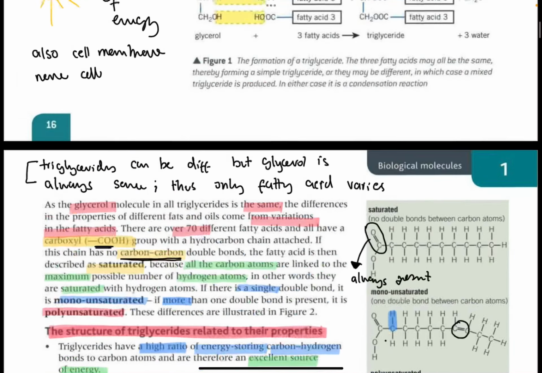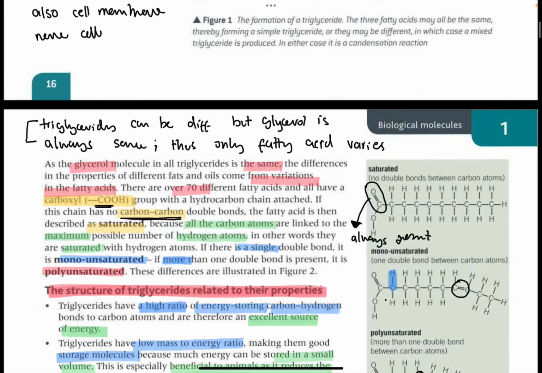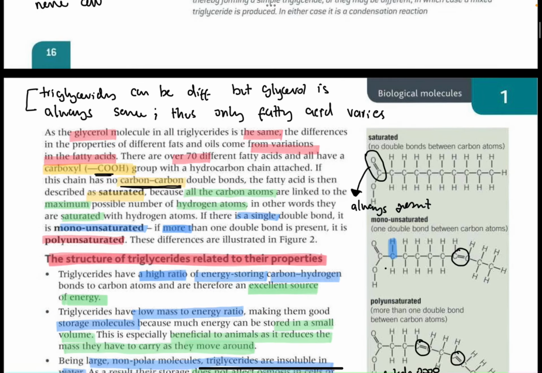Not much. Now, so triglycerides can be different, but glycerol is always the same. So only the fatty acid varies.